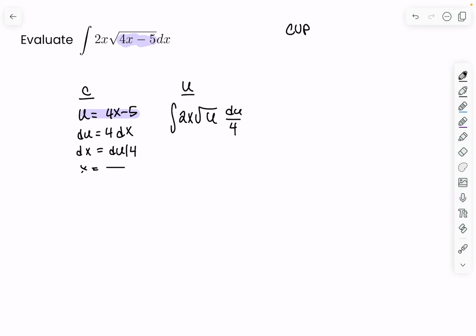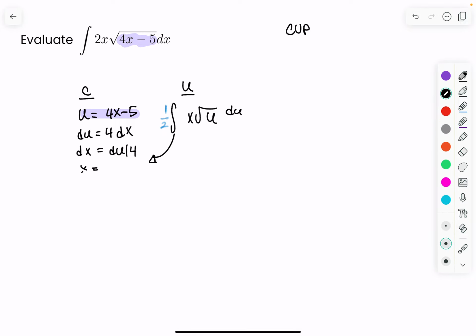And so I see that my 2 over 4 becomes 1/2. I can take those and bring them out. All right. And then I see something very interesting. Things didn't cancel out. The x's didn't cancel out. It's still there. So this is a prime example of where you go back and solve for x, and see if that does anything.